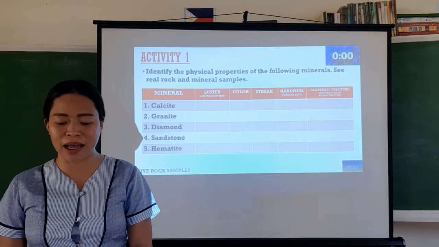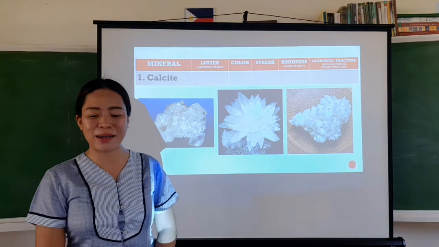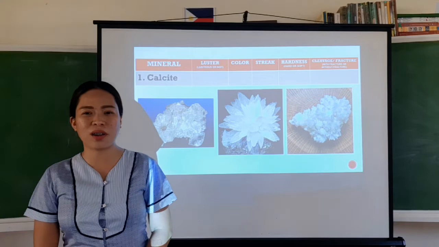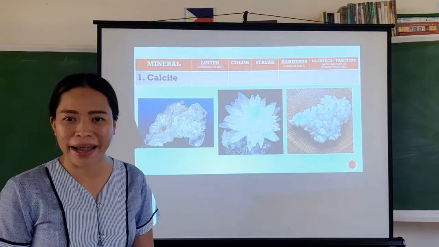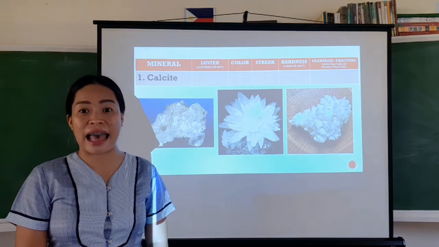Let's start answering. Please check your own work. 3 minutes is over. Let's start with the first mineral. It's calcite. So calcite, is it lustrous or not? The answer is lustrous. What's the color? White. How about the streak? Have you tried to drag it across the surface? So the streak color is white. Hardness. Is it hard or soft? It's semi-hard. How about the cleavage or fracture? It has fracture or cleavage. Good job.